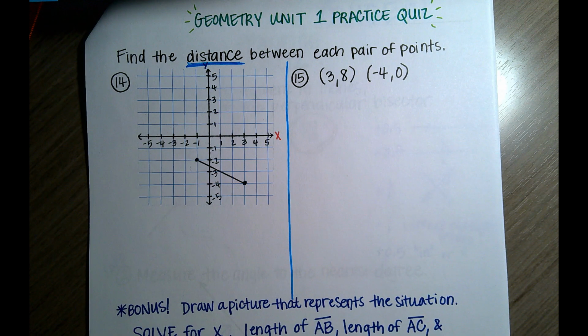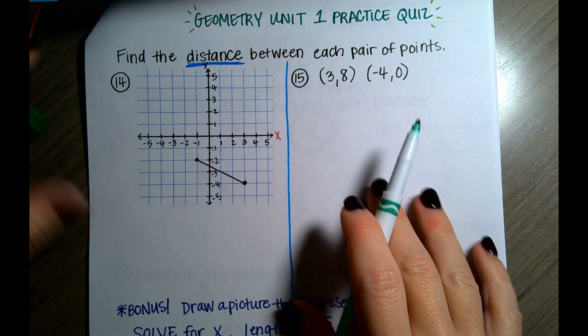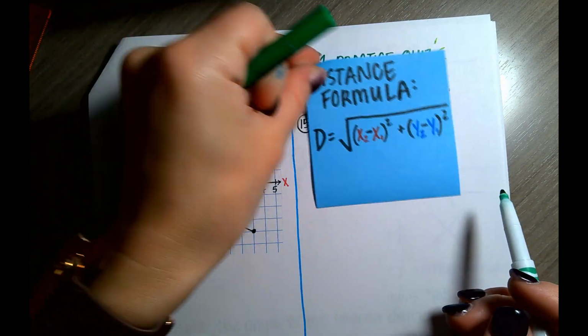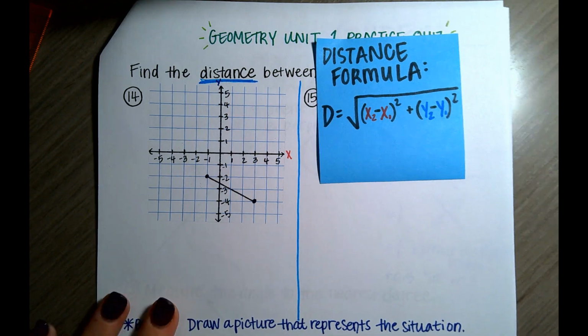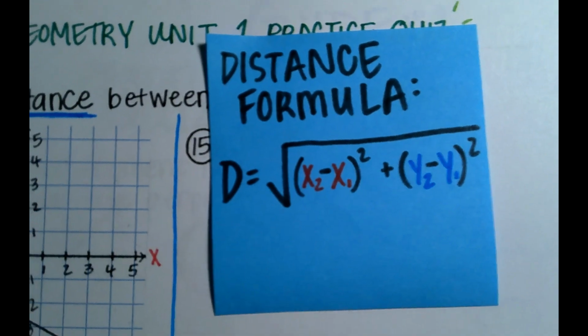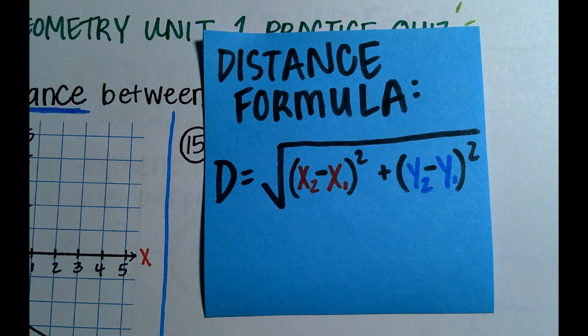And let's find that distance formula. I think I have it, but I don't remember. Oh, here it is. Okay. Or just put it on a sticky note. So I'll zoom in on that. Remember, it's x2 minus x1 squared plus y2 minus y1 squared, and all of that is under a big square root.